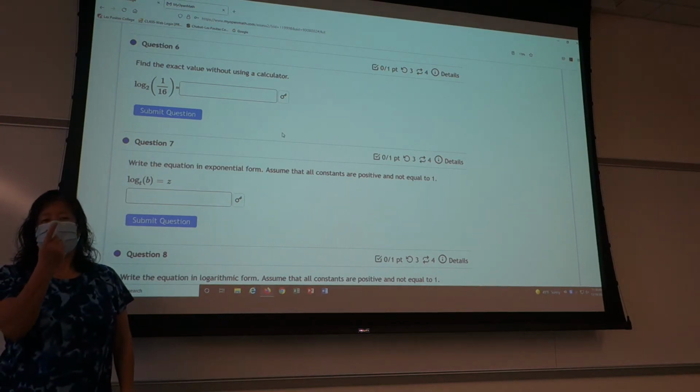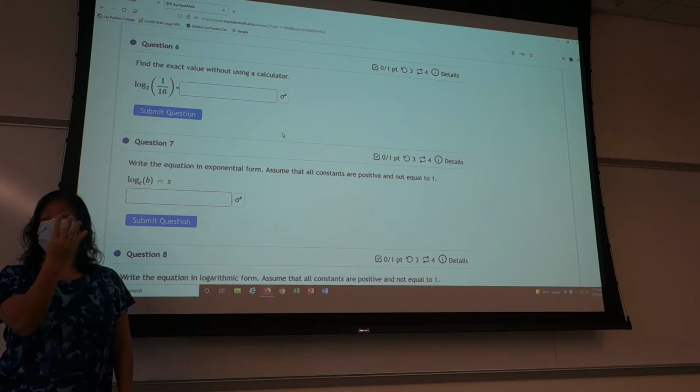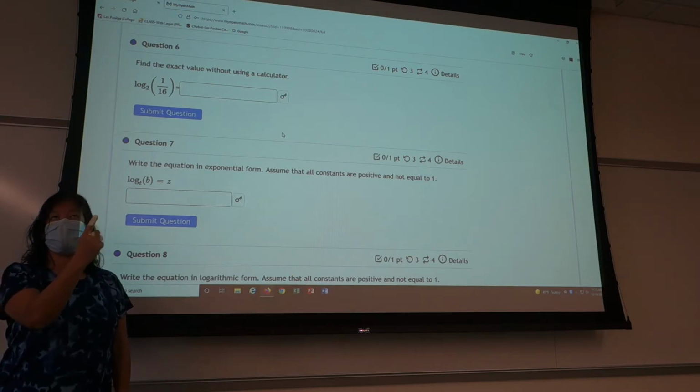So 2 to the 1 is 2, and then the second power is 2 times 2, which is 4. 4 times 2 is 8, and 8 times 2 is 16. That's how I do it. I say 2 to the 1 is 2, and then for each power I multiply by 2 again.